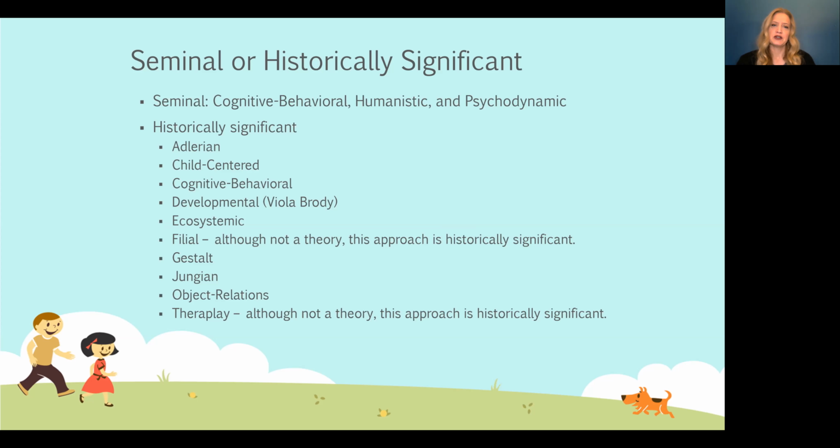These are the seminal or historically significant theories that APT lists. So of the 55 hours that need to be completed, they can be on any of these kinds of theories. The seminal theories are cognitive behavioral, humanistic, and psychodynamic. And the historically significant theories are listed there as well, including Adlerian, child-centered, developmental, and so on.